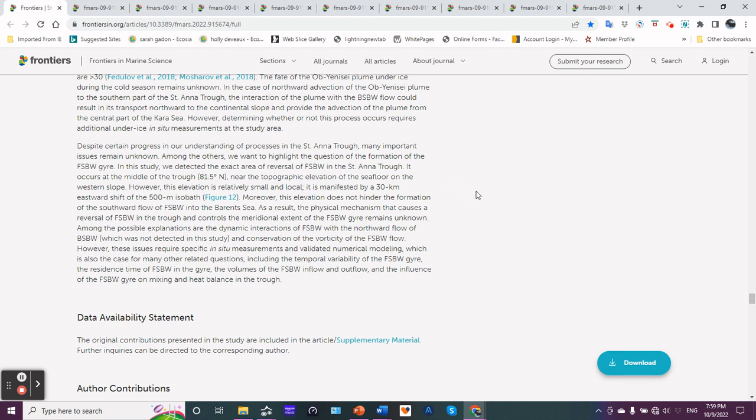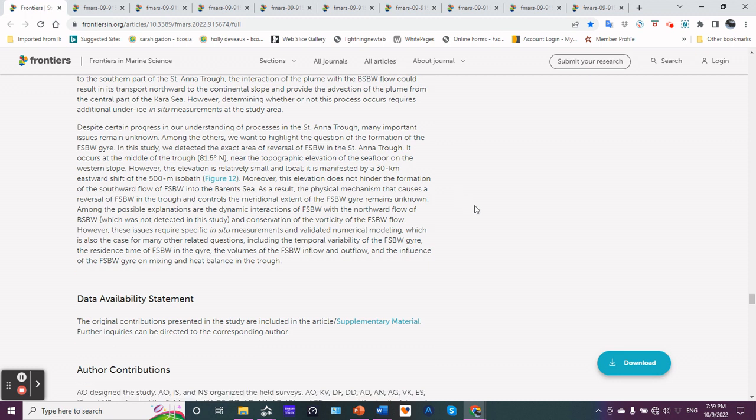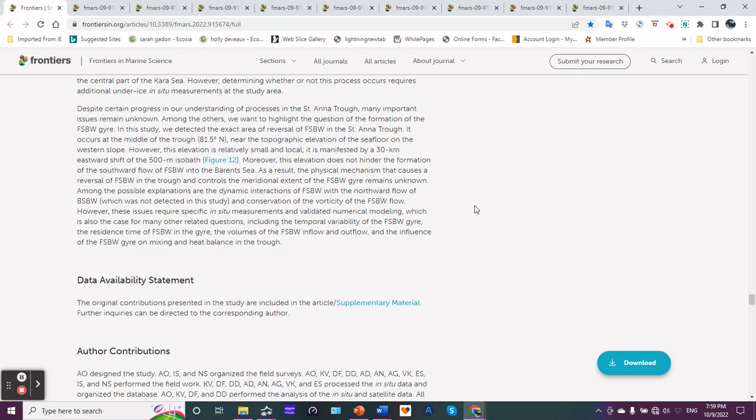Okay, might be some topographic element on the seafloor. Okay, because they notice a reversal. Maybe it's topographic steering influence, but they're saying it's small and local. They don't know, so they're speculating at this point. So anyway, they talk about they need in situ measurements to better elucidate that issue, and they also talk about they need measurements actually underneath the ice and so forth.